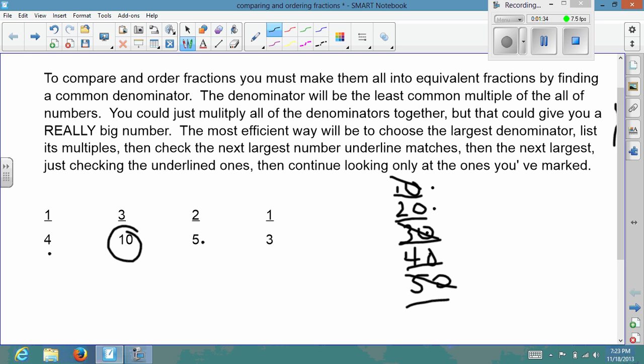So 10, 20, 30, 40, 50, 60. 5 divides in. 4 divides into 60. Yes, because on the clock there are 4 15s in 60. And so the last number I'm going to check is 3. Yes, 3 does divide into this. So now I'm going to make equivalent fractions.